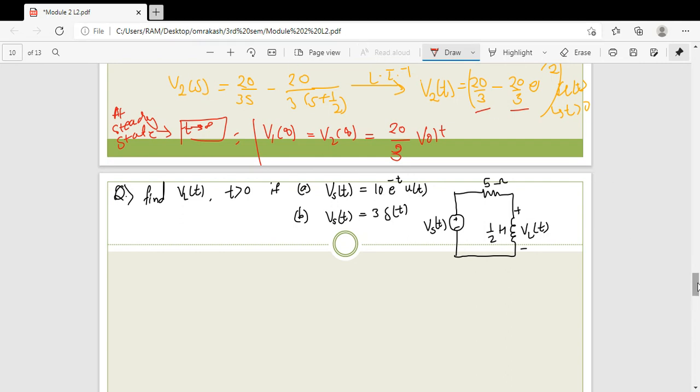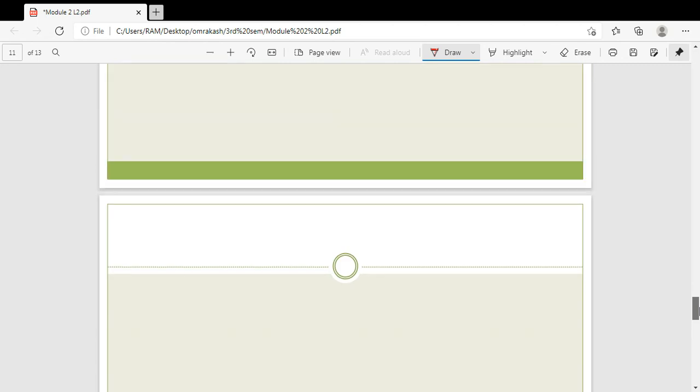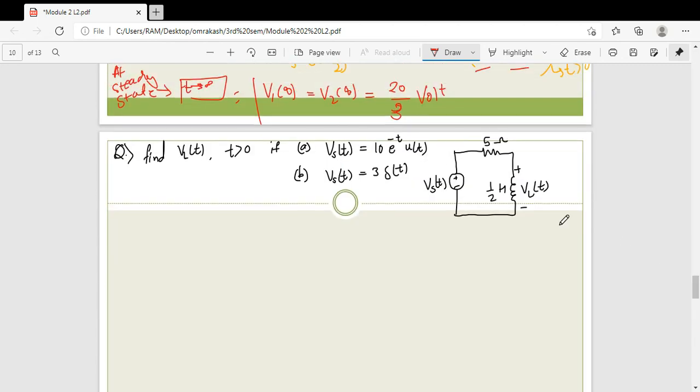Now, this is one question. Try to solve it. Now here, see, the source is given to you, but in that source, in the first situation, you have to use unit step input, and for the second, you have to use impulse input. This delta of t represents impulse, right? Impulse input, and this is nothing but your step input.